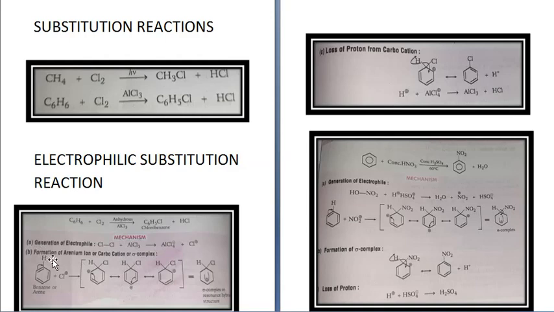Cl2, in presence of AlCl3, because this reaction takes place in presence of anhydrous aluminum chloride, will form Cl plus and AlCl4 minus. Now this will lead to formation of a carbocation or sigma complex.